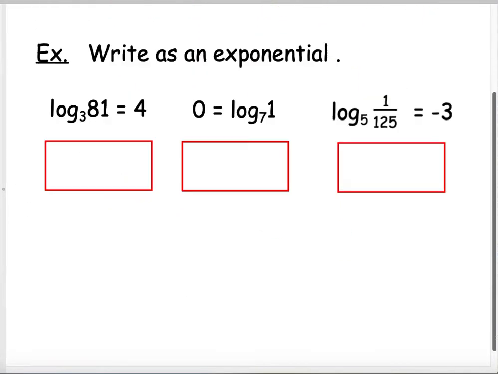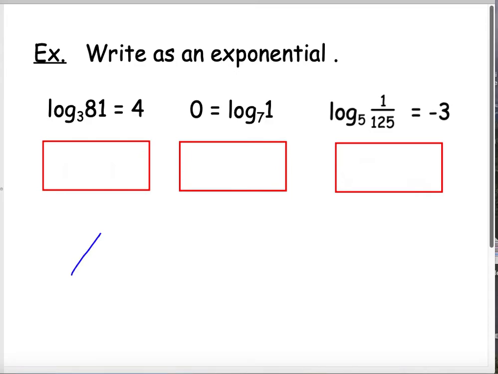All right, so let's look at some examples. One of the things you should be able to do is convert back and forth between a log equation to an exponential equation and vice versa. So if I have this equation, log base 3 of 81 is equal to 4, let's write this as an exponential.